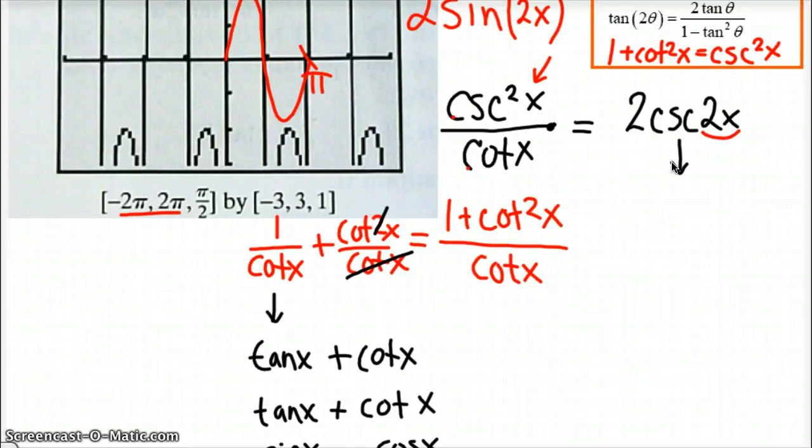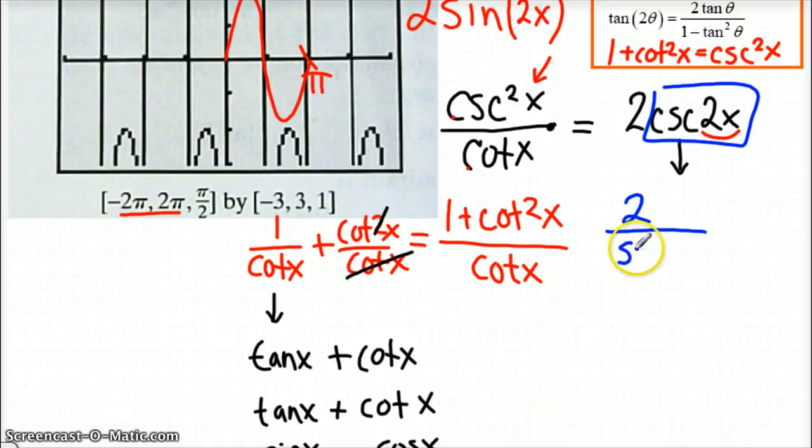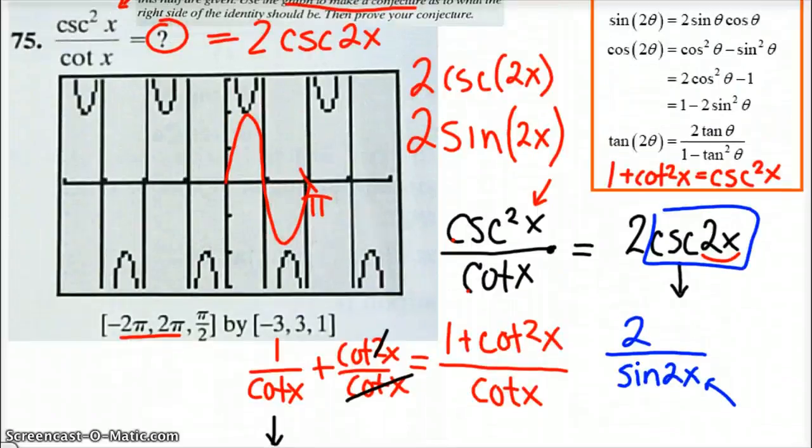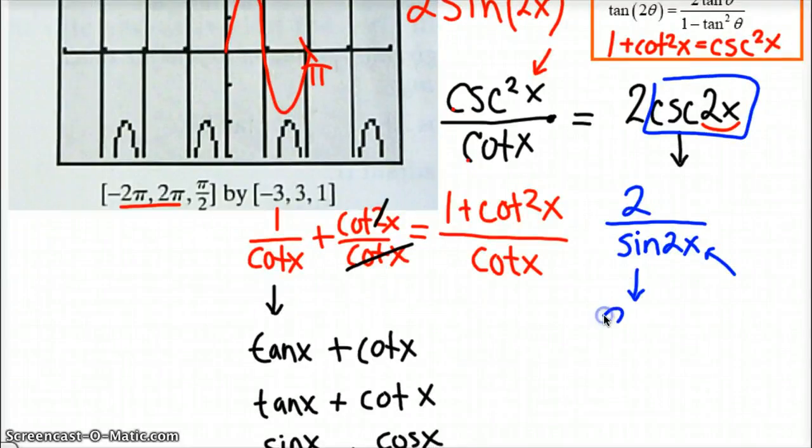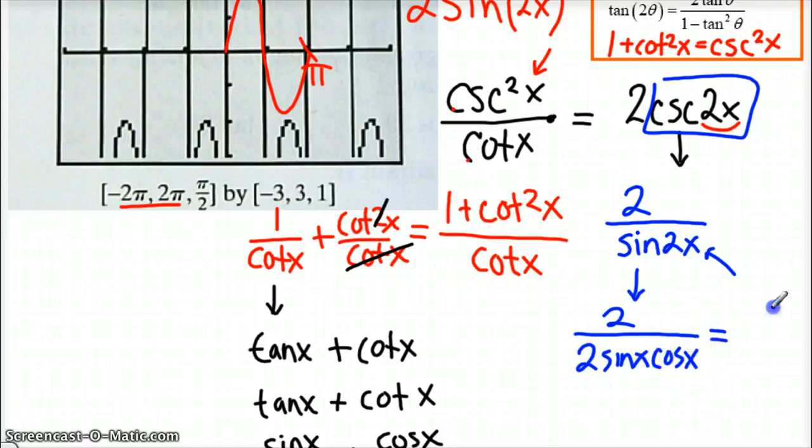Now this I'm going to have to simplify by using my double angle formula. I'm going to take this and make its reciprocal 2 over sine of 2x. So I need to replace the sine of 2x with what it's equal to using my double angle formula. My double angle formula listed above here is quite simple, 2 sine of theta cosine of theta. So it's going to turn into 2 over 2 sine of x cosine of x. And I see the 2's on top and bottom will cancel to make 1 over sine of x cosine of x.